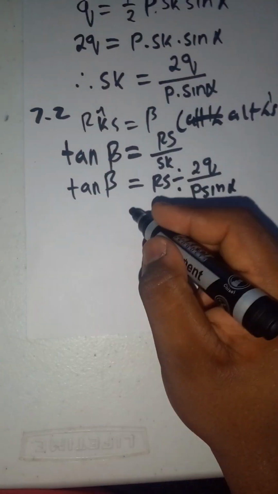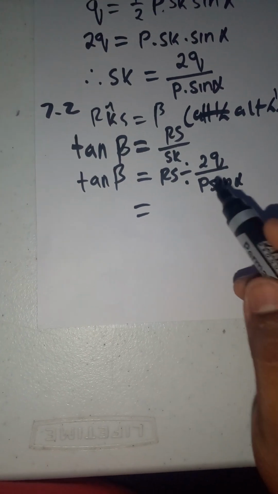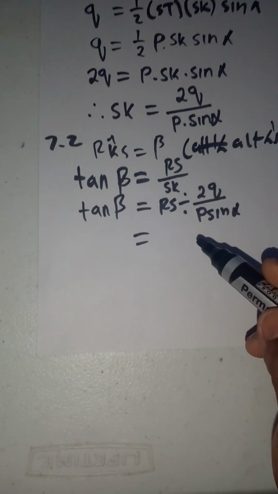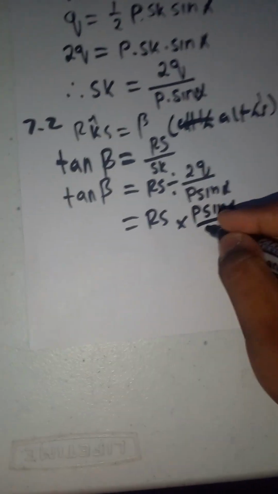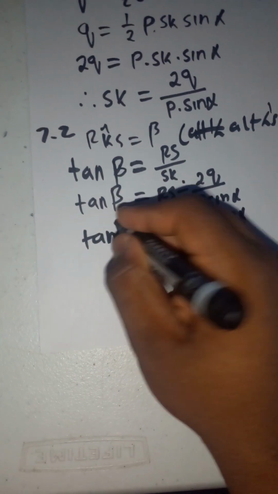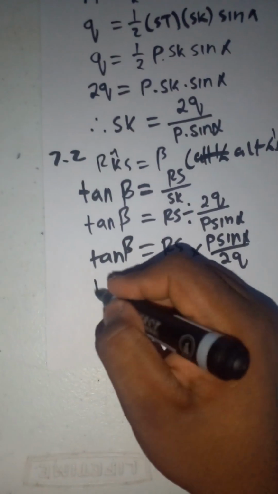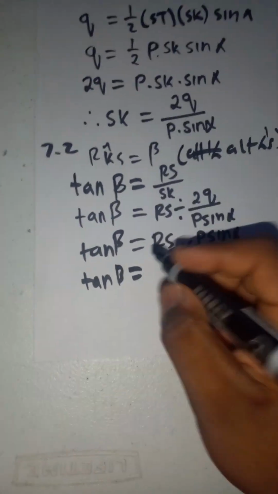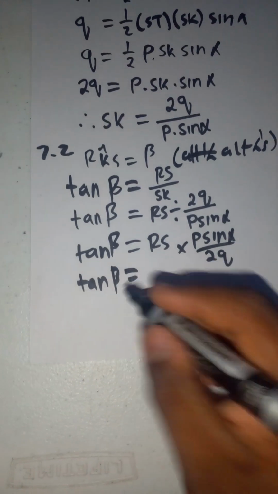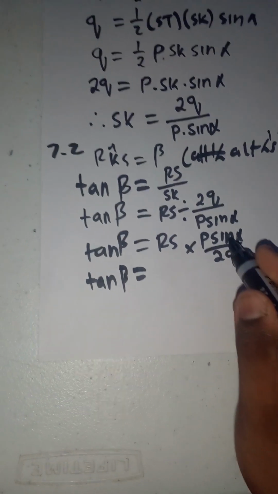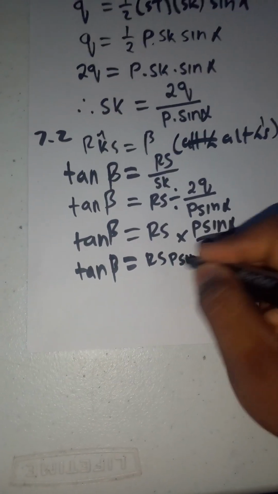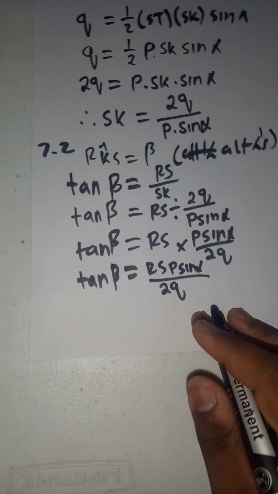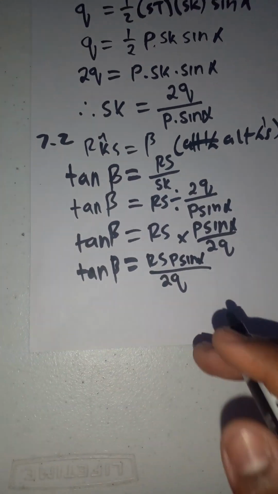So now what are we going to do? We are going to reciprocate, because when you have a division sign, you change it to a multiplication sign. It's going to be RS times P sine alpha over 2Q tan beta. Is it fine? And then you'll have tan beta equals, your beta must have a little that thing there. So now RS times P sine alpha, so it is going to be RS P sine alpha over 2Q. Can you see it?